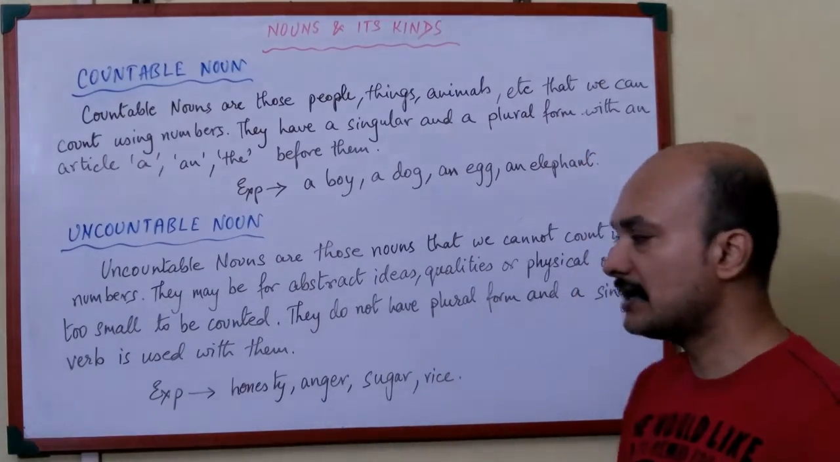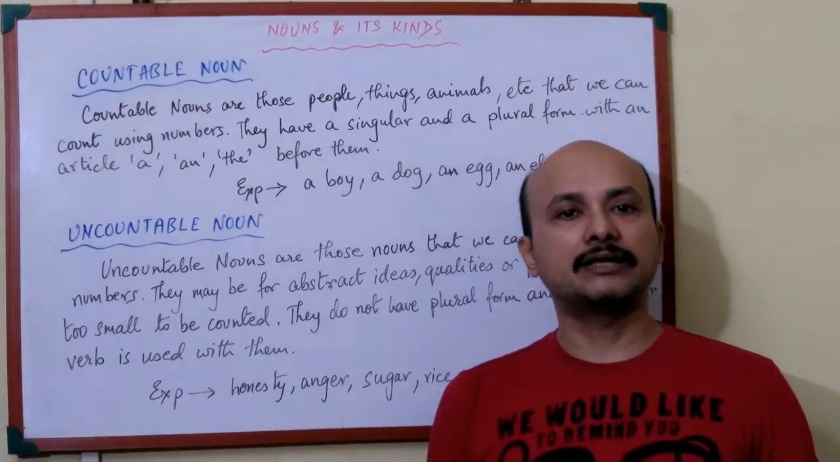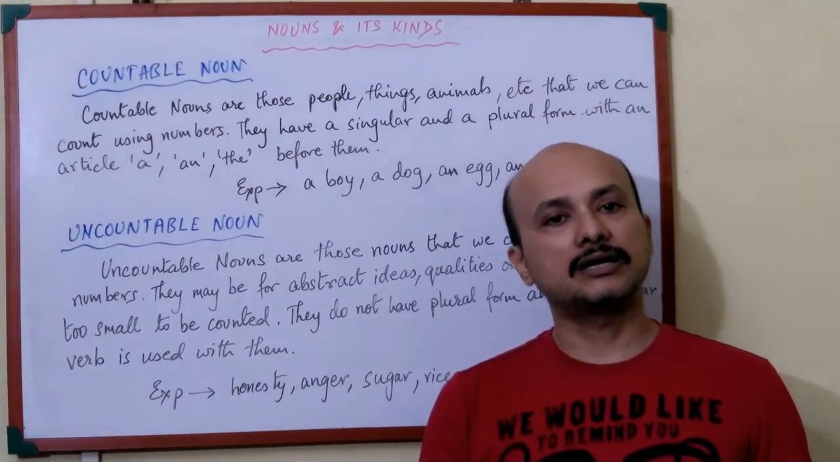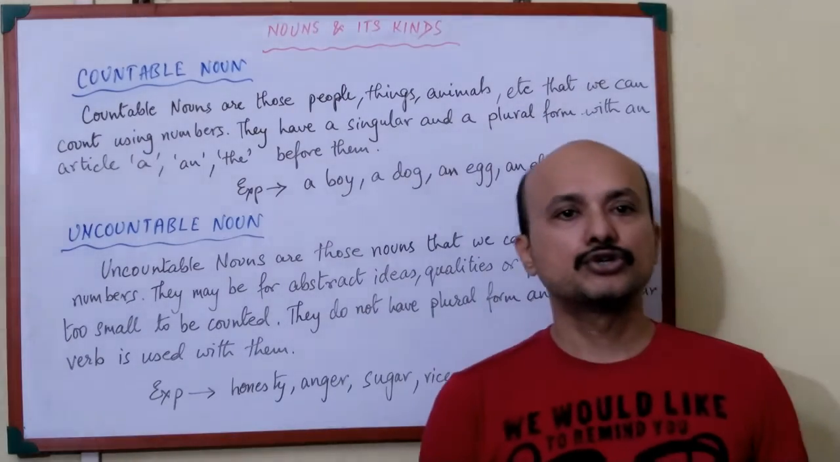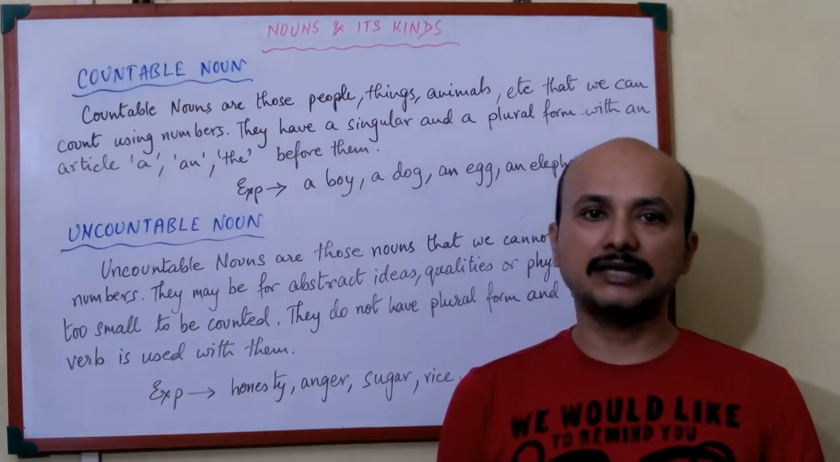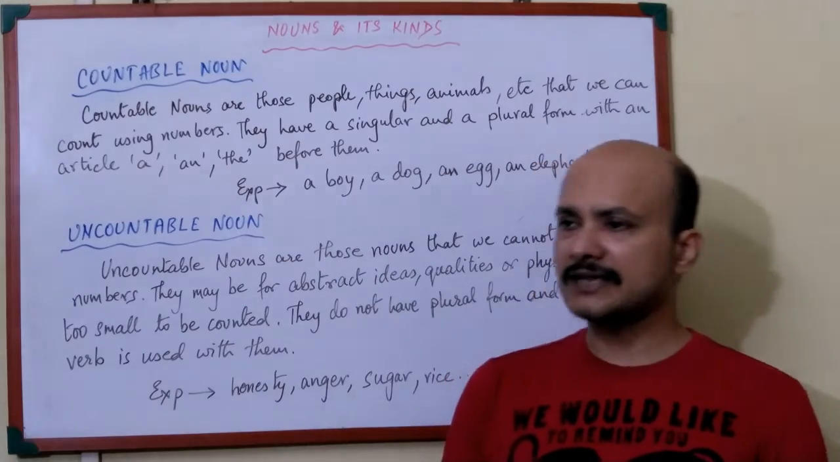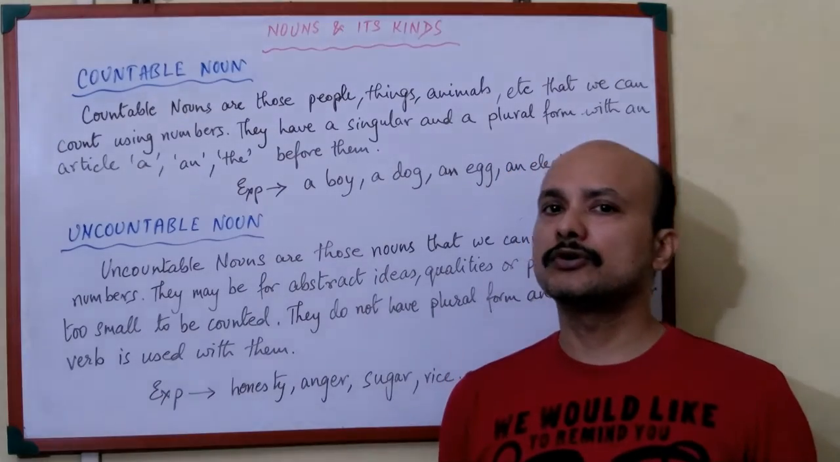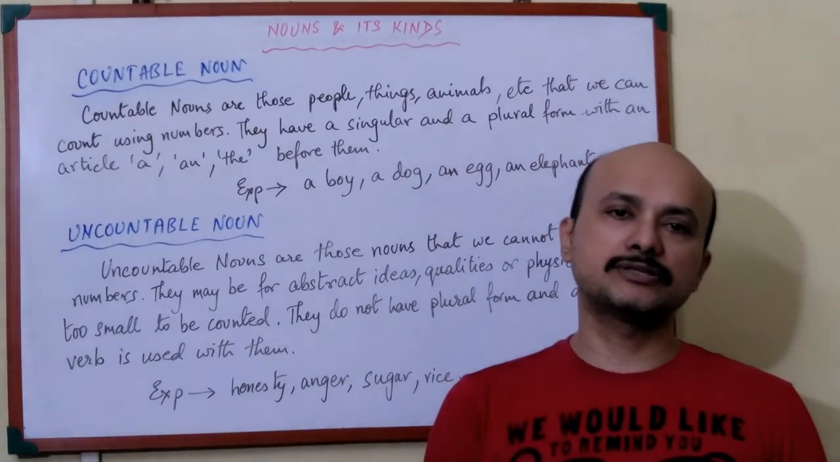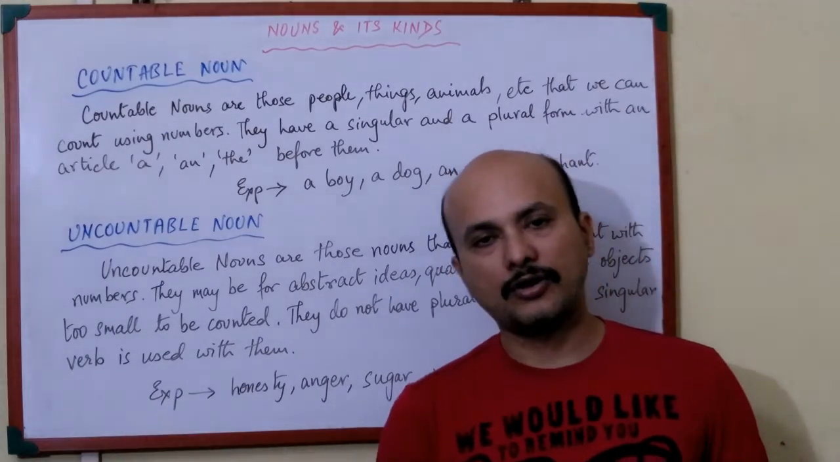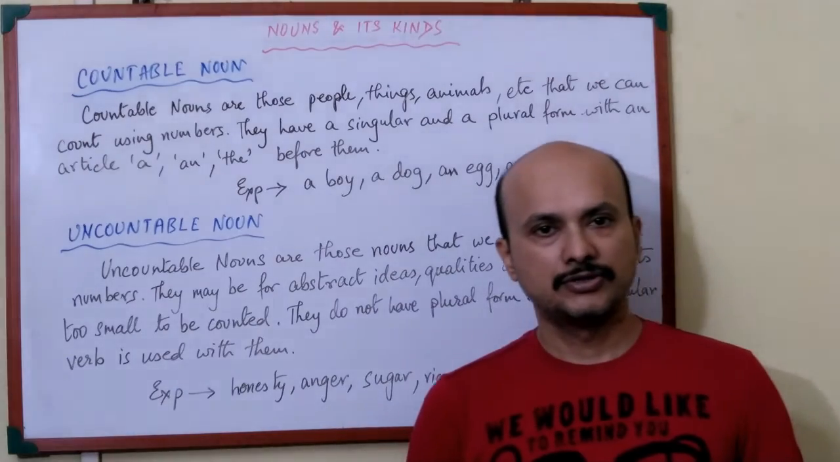Honesty is. Anger is a bad quality. Again a singular verb which I am using here. Sugar, rice, of course. Sugar is sweet to taste. Again I use is. Rice is the common food of Bengalis. So is again. So you see singular verbs are used here in the cases of uncountable nouns.